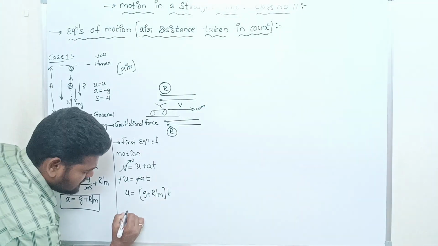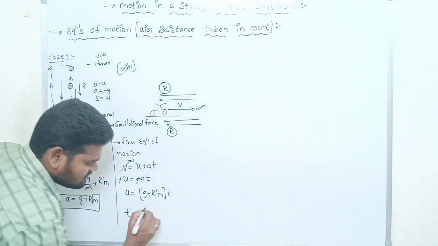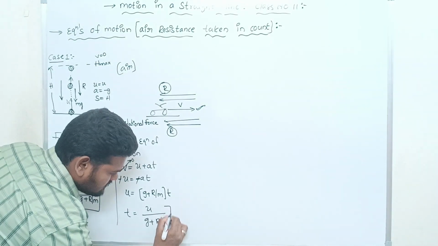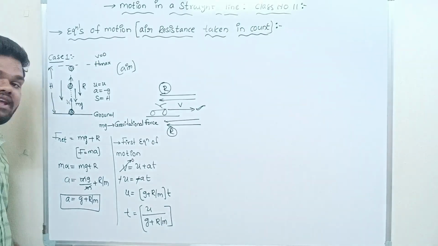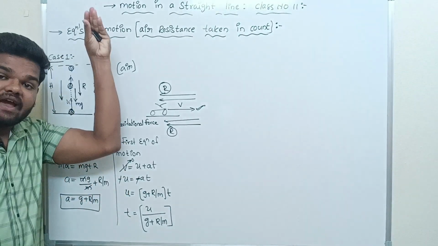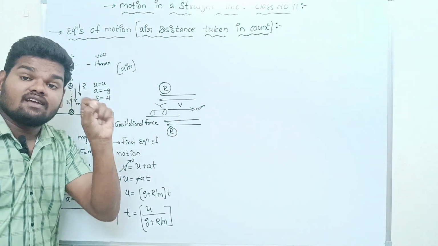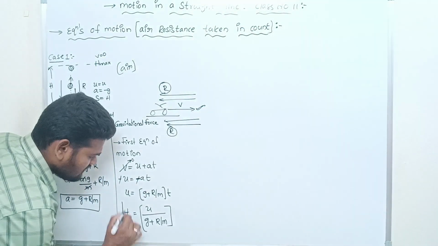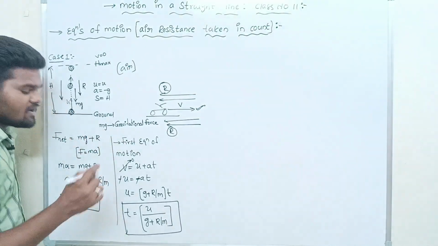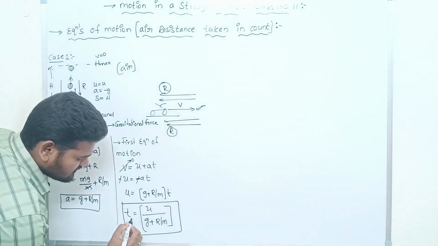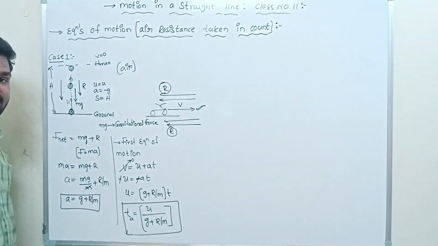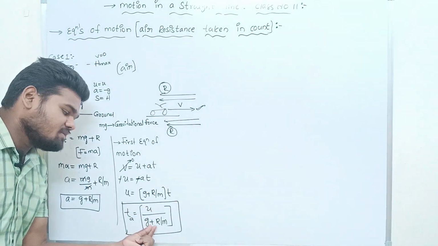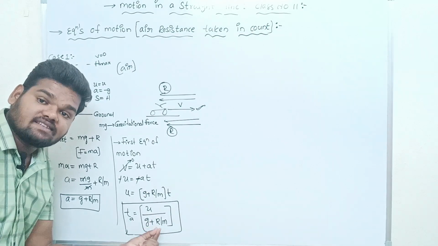From this condition, I'm writing the equation for time: t = u/(g + r/m). This is the time taken by the object to reach the maximum height from the ground when the air resistance force is taken into account. The time taken by the object to reach the maximum height from the ground is called the time of ascent. Time of ascent is equal to u/(g + r/m).